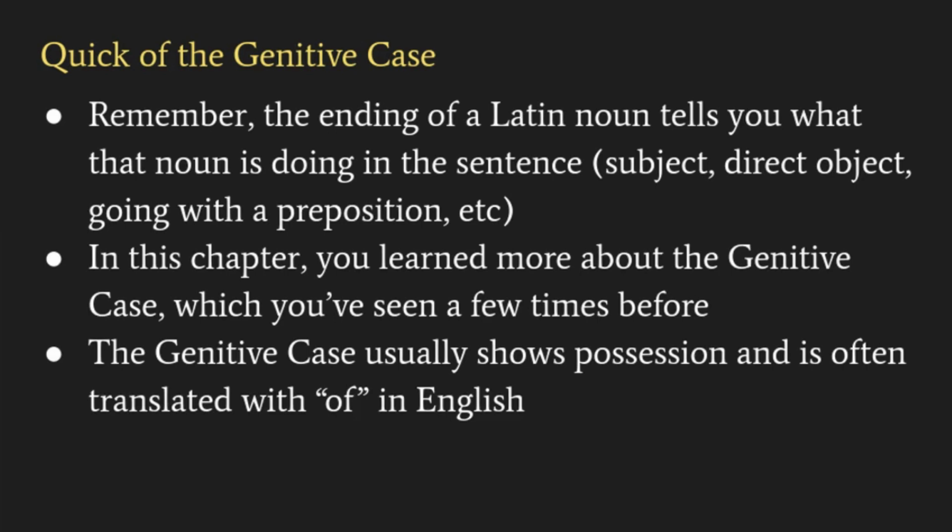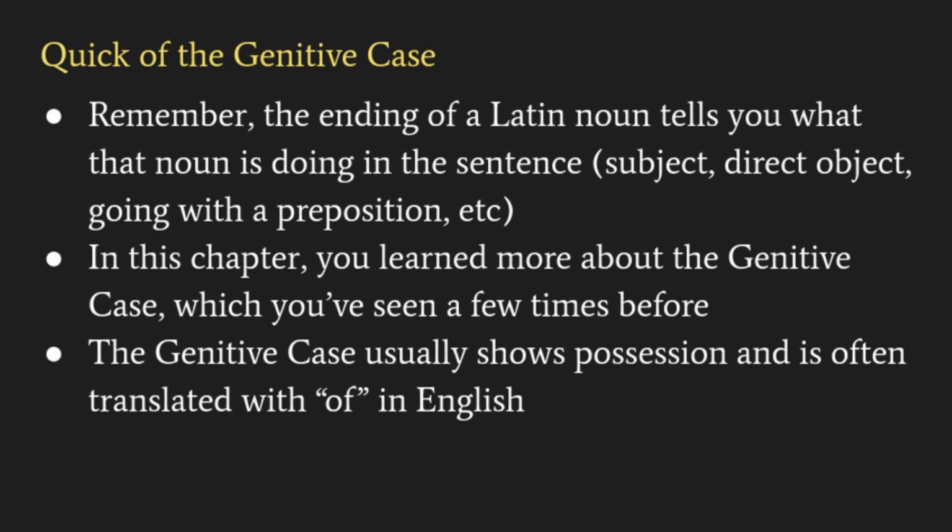Now, this is something that you've seen before, but we want to kind of break it down and understand what it is. And to do that, you want to remember that the ending of a Latin noun tells you what that noun is doing in the sentence. So in other words, if you look at the ending and you know what declension or group your noun belongs to, you can pretty easily tell if it's a subject, a direct object, if it's going with a preposition, or any of the other things that a noun might be doing. You can figure that out by looking at the ending, right?